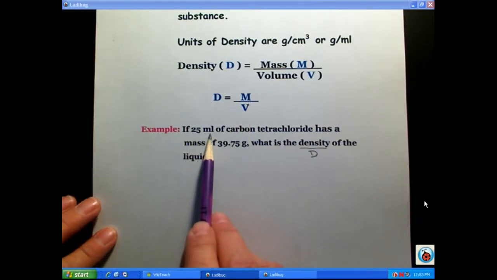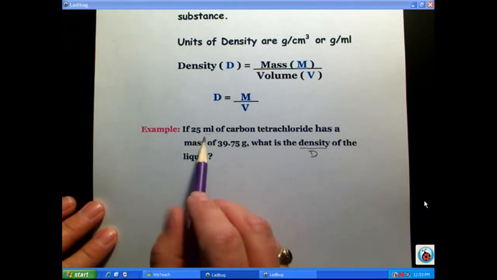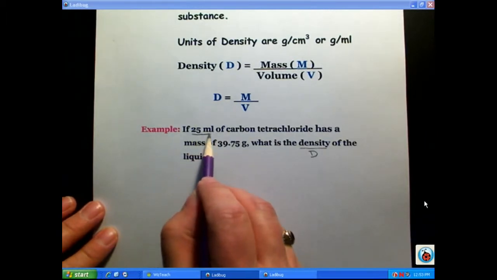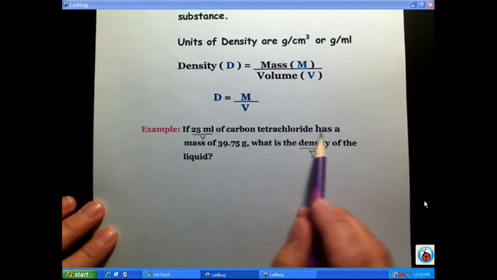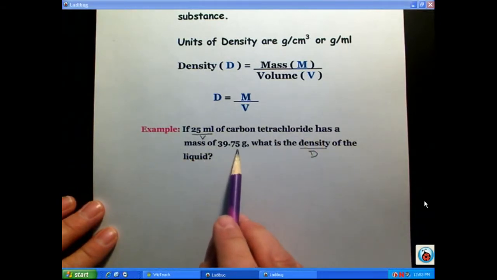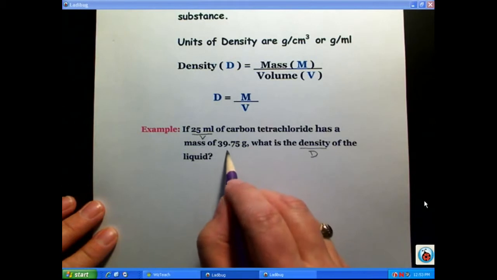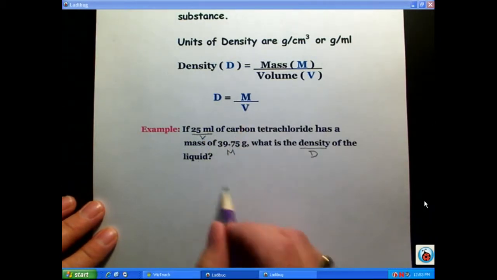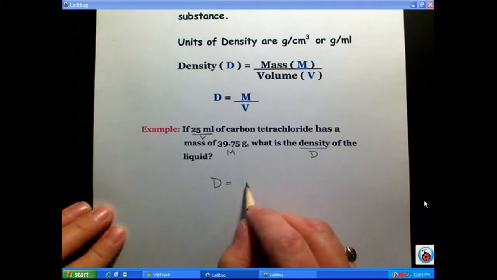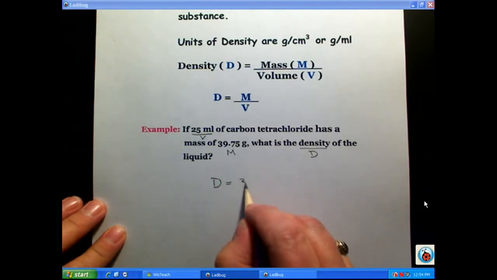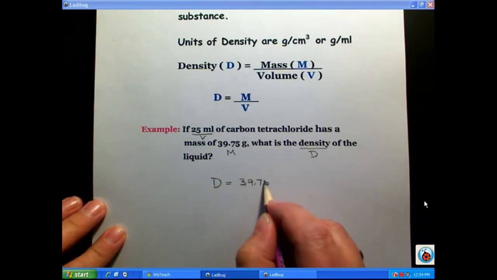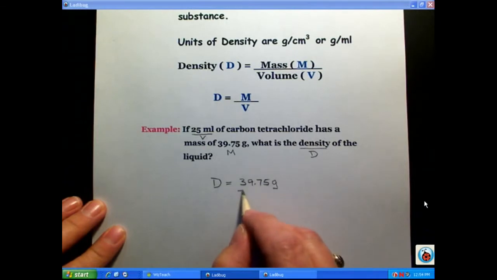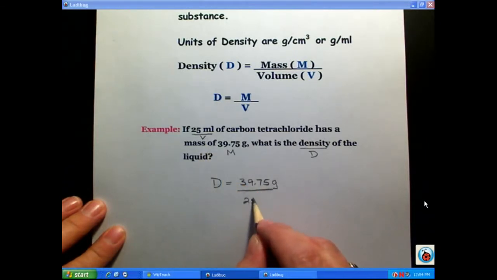25 milliliters. Milliliter is a volume, so this will be our V. And a mass of 39.75 grams, so this is our mass. So we just take these values and insert them into the formula. For density, it's going to be equal to the mass, 39.75 grams, divided by the volume, which is 25 milliliters.